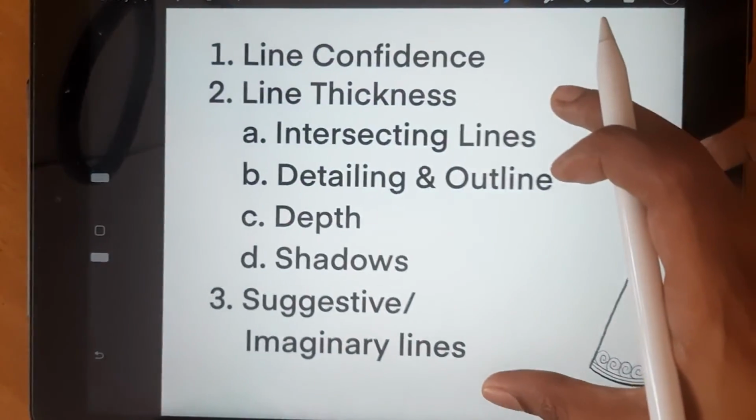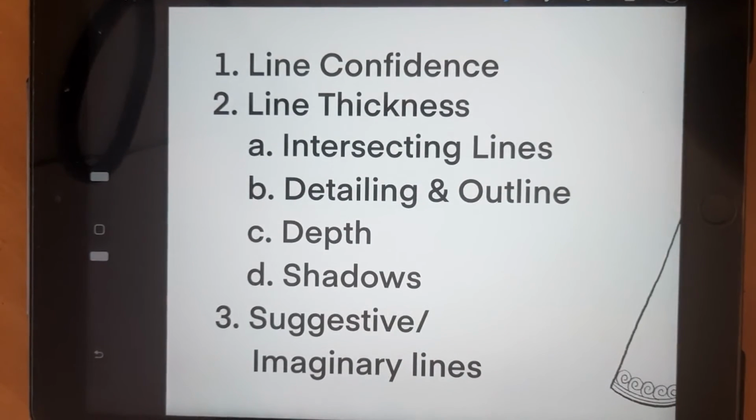So these are the main important things to be noted while drawing line art. Hope it was very useful for you.